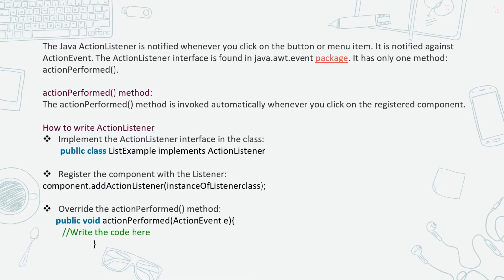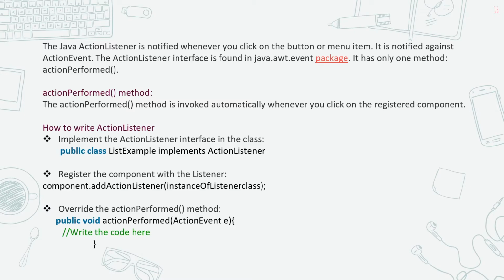So now let's see how we can implement ActionListener in our programs. It has only 3 simple steps. The first step is to implement the ActionListener interface in the class, and it can be done by the following syntax: public class ListExample implements ActionListener. Here ListExample is the name of our class. The second step is to register the component with the listener, and this can be done by component.addActionListener(). In parentheses we have to write the instance of the listener class.